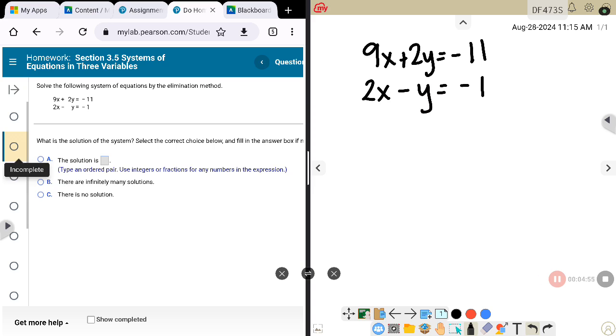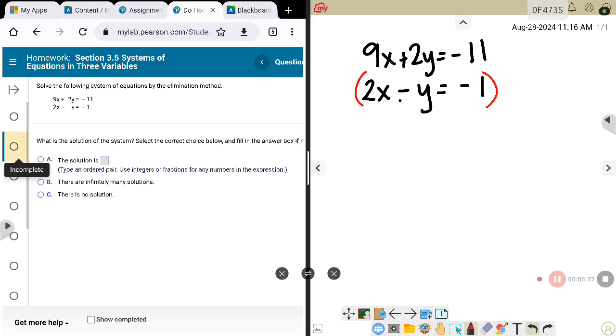So the easiest thing to look for would be a variable that has a 1 or a negative 1 in front of it, because it's easy to turn those numbers into whatever we want them to be. So look at this negative y. I want to multiply it by something that's going to eliminate a positive 2y. So what eliminates positive 2? The opposite of it, which would be negative 2. So what I'm going to do here is multiply this entire equation by what's going to make this y have a negative 2 in front of it.